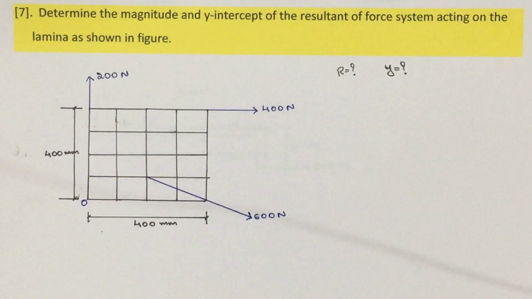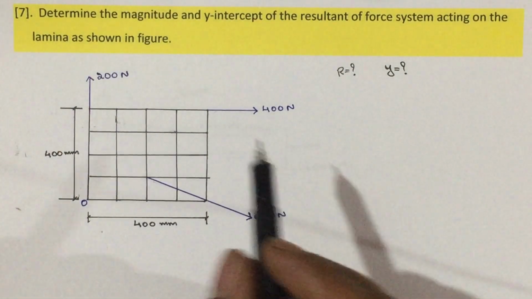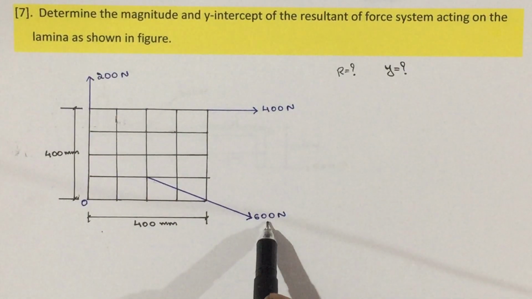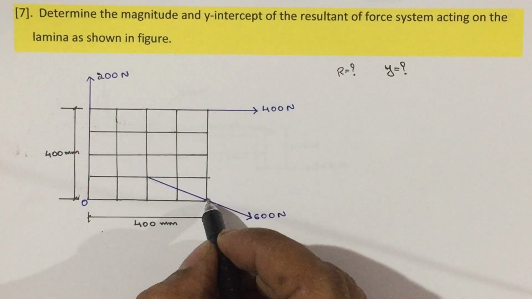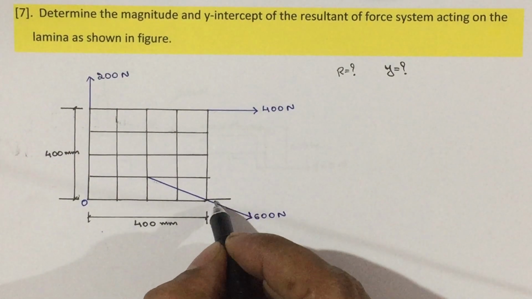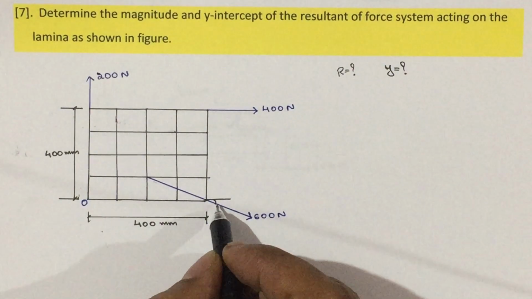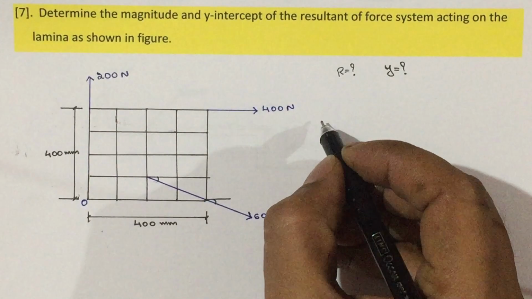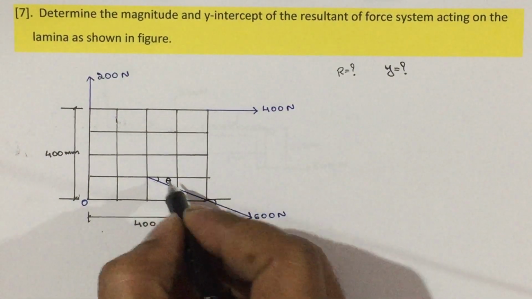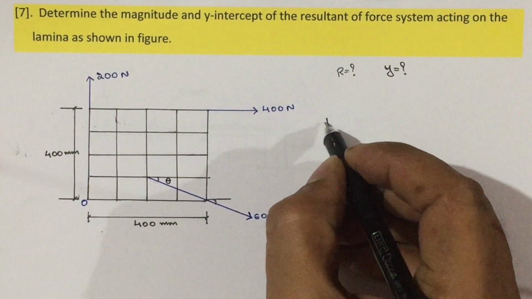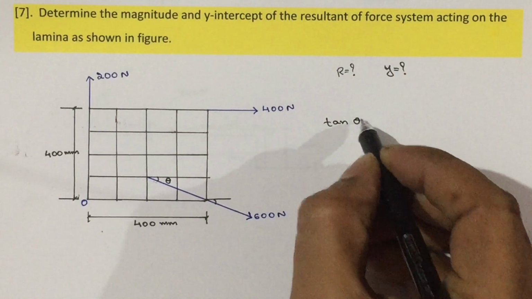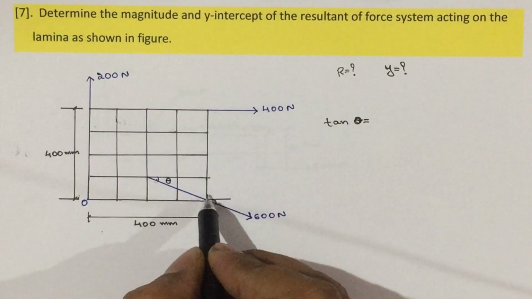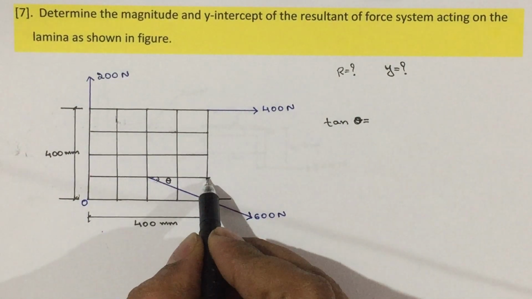So first, horizontal angle theta. For the inclined force, out of the three forces given, the inclined force is 600 Newton. We need the horizontal angle for this inclined force. Let us consider that one as theta. Therefore, tan theta is equal to opposite side by adjacent side. Opposite side is this one, adjacent side is this one.